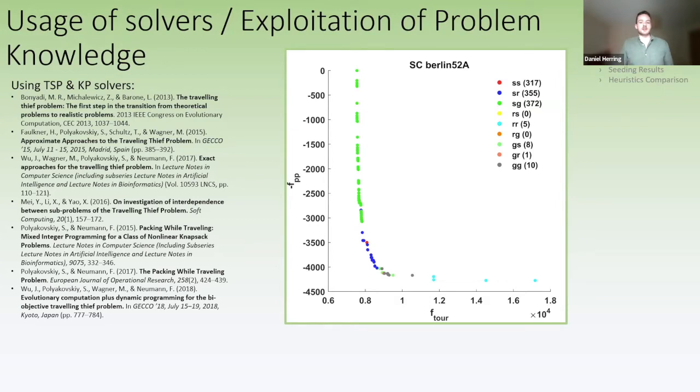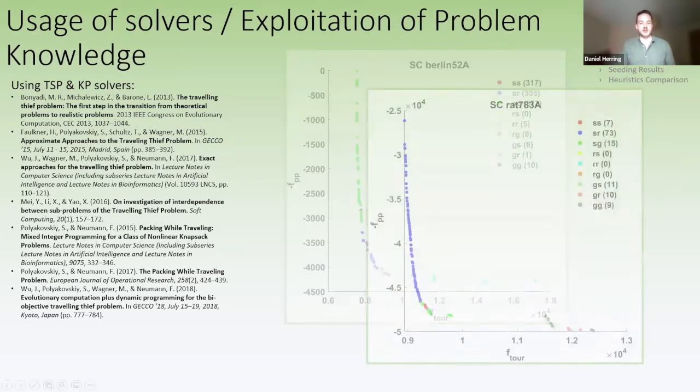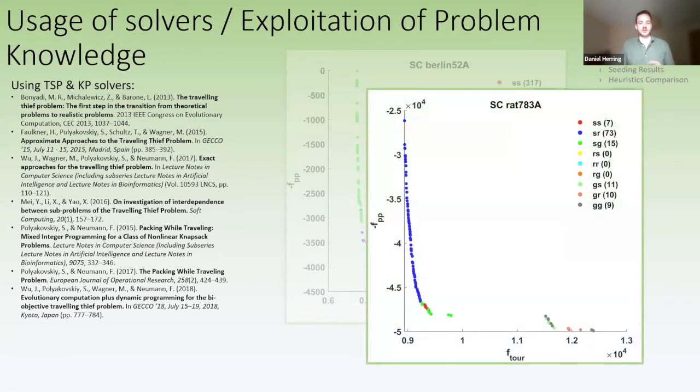As the instance size increases, here to a 783 city problem, again with one item per city, the contributions in the same allotted time from randomly generated solutions are not present. So those are the ones towards the right-hand side of the chart.